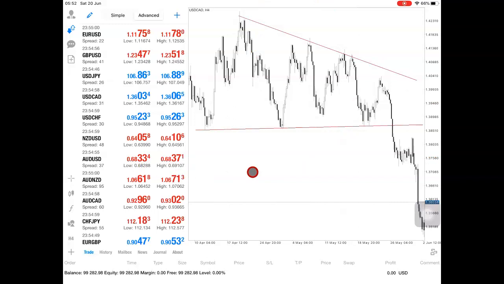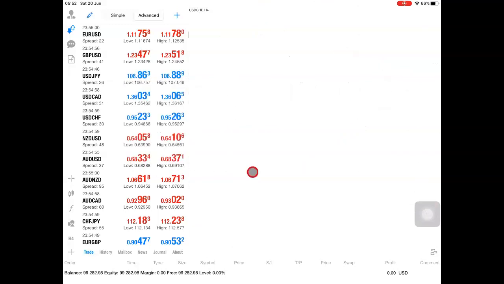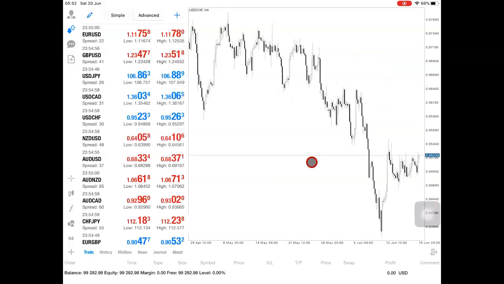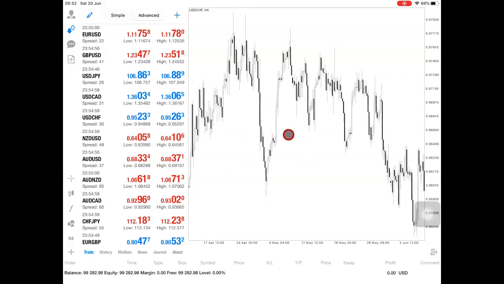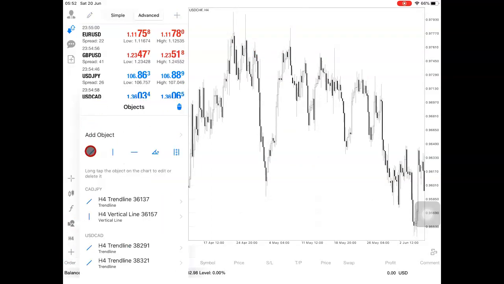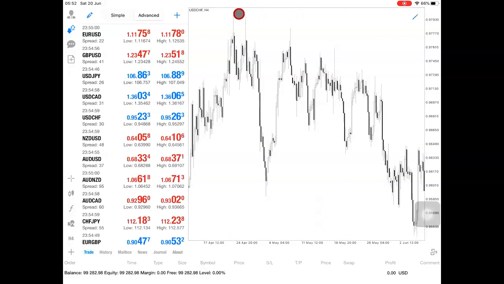Let's look for another one, USD Swiss franc. Oh, this is sweet. When you do this for a while, your eyes can actually draw the trend lines. Once you look at it, you can see the trend lines with your eye. So you can see here, I joined here.